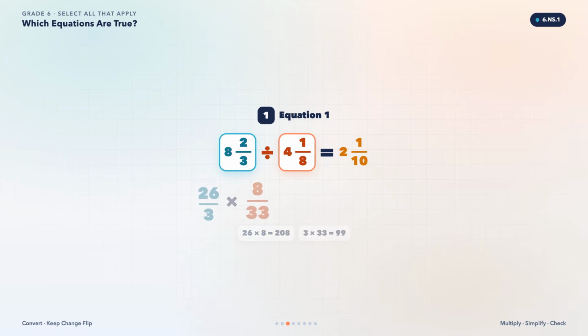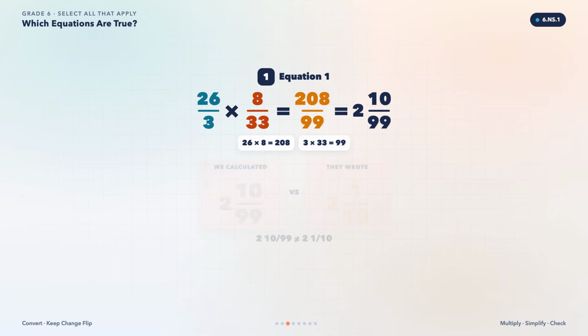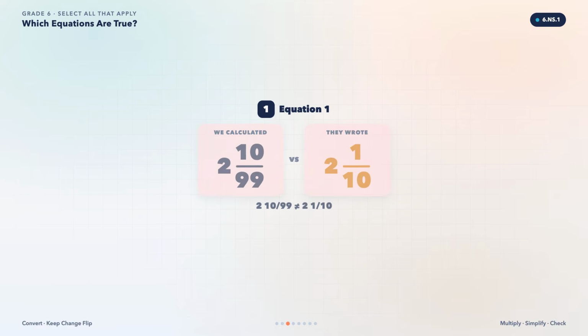Multiply. 26 times 8 is 208. 3 times 33 is 99. So we have 208 over 99. That's 2 whole groups of 99 with 10 left over, 2 and 10 99ths. They wrote 2 and 1/10. Those look close, but they are not equal. So equation 1 is false.